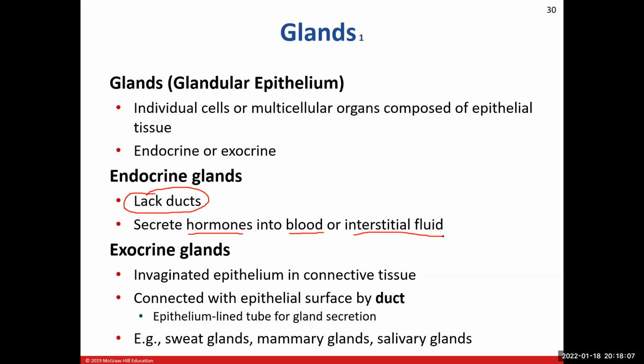Basically, interstitial fluid is the fluid outside of cells. So if these glands are not close to a blood vessel, then what they'll do is they'll secrete their hormones outside the cell, dump it into the interstitial fluid, and then from there, those hormones will move through the interstitial fluid into the bloodstream from a close by blood vessel and then enter into circulation. So those are endocrine glands.